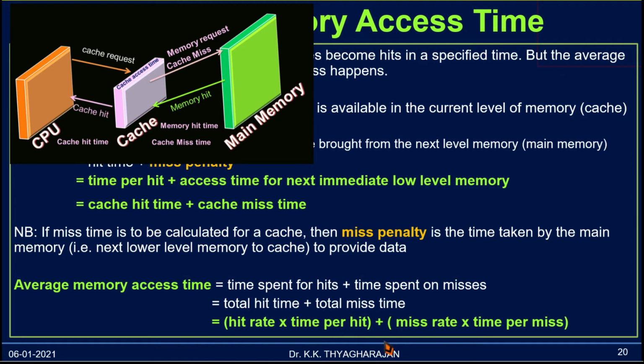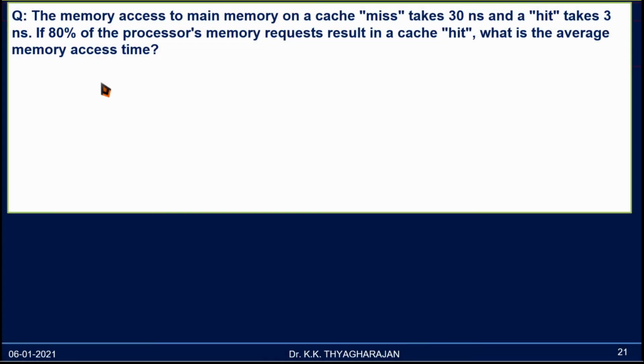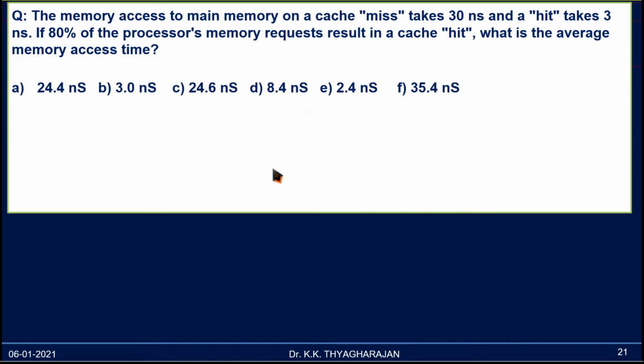Then total miss time is given as miss rate into time per miss. Now let us see a simple problem. The memory access to main memory on a cache miss takes 30 nanoseconds and a hit takes 3 nanoseconds. If 80% of the processor's memory requests result in a cache hit, what is the average memory access time? The options are given like this.